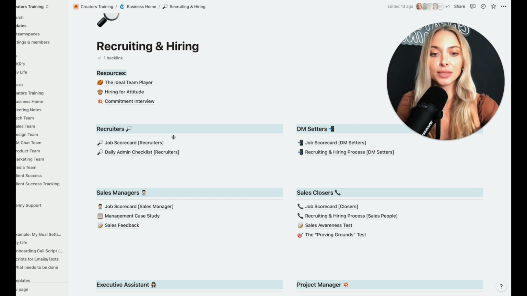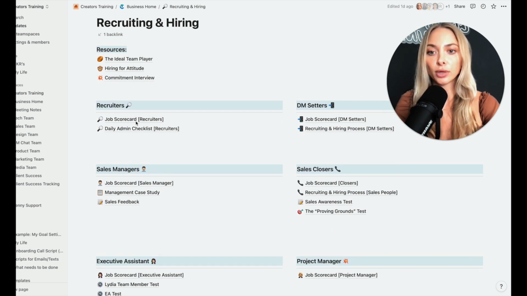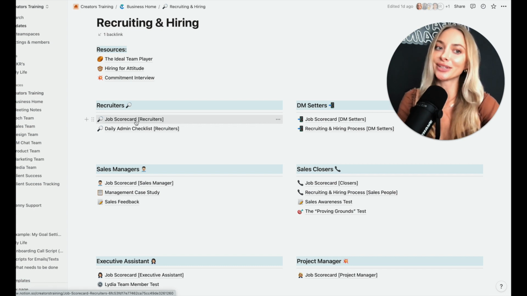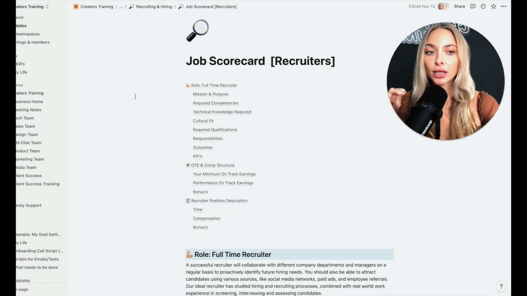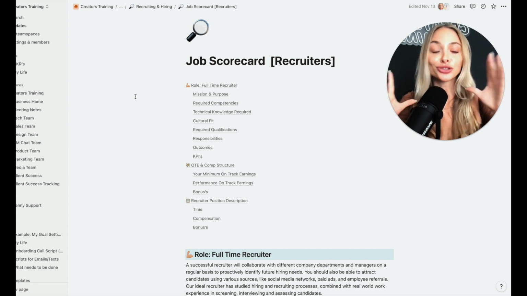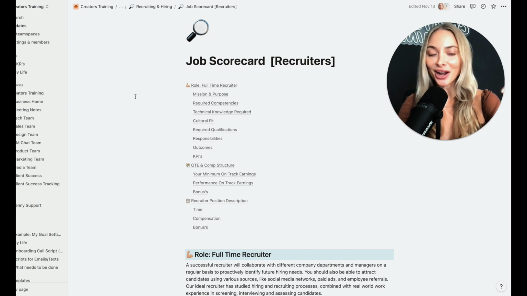So I think it might make sense to go over a job scorecard for a recruiter, because you might need a recruiter in the future anyway to hire. So let's go over that one. Cool. So the first thing you want to do when you write a job scorecard is to make sure everything in there is clearly outlined. So how do we do that?